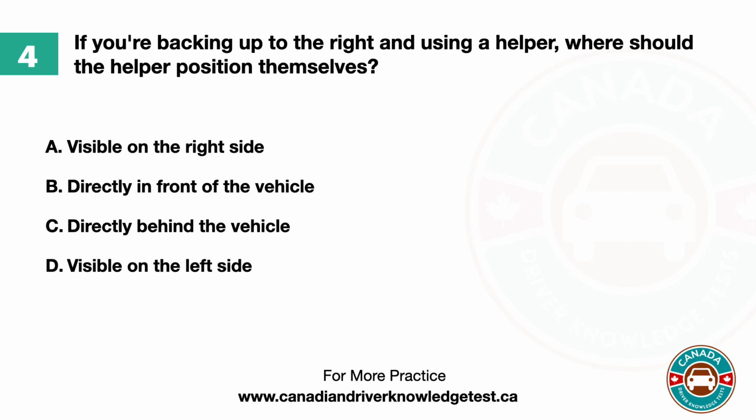Question 4. If you're backing up to the right and using a helper, where should the helper position themselves? A. Visible on the right side. B. Directly in front of the vehicle. C. Directly behind the vehicle. D. Visible on the left side. The answer is A. Visible on the right side.